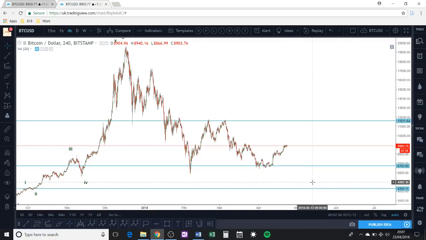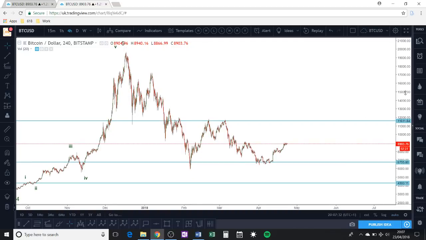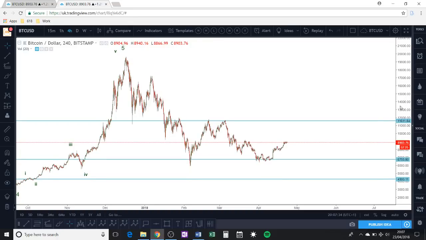Alright, so we're just looking at Bitcoin here on the 4-hourly chart. Now, a few things to discuss in this video. I'll tell you what we're going to discuss altogether first. We've got the futures expiry coming up on Friday, so that often causes a little bit of volatility. I'll go into that and explain a little bit about the futures expiries.